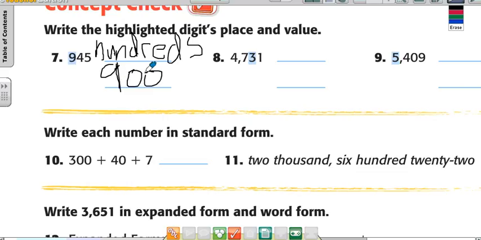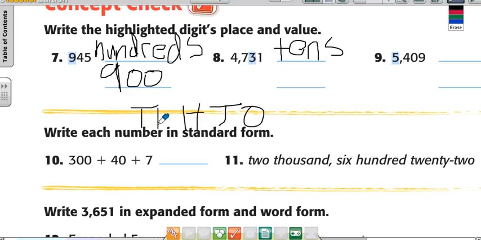Okay. Look at 8. What place is the 3 in? Tens. Because it's always ones, tens, hundreds, and thousands. So what's the value of the 3? 30. Just take the number that's highlighted and put a 0. 30.